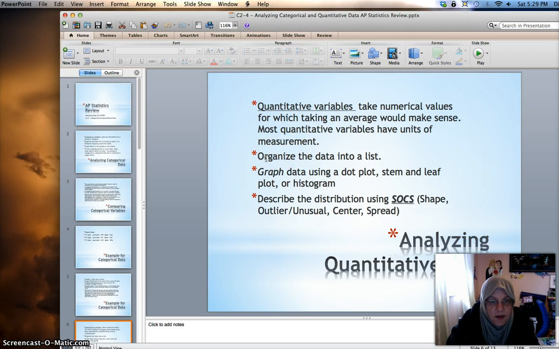If you have quantitative variables, organize the data into a list. Make a graph of the data using a dot plot, stem and leaf plot, or a histogram, or possibly a box plot, which we'll talk about in the next set of slides. Describe the distribution using our acronym SOCS: shape, outlier, center, spread.